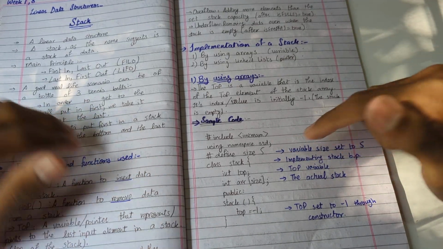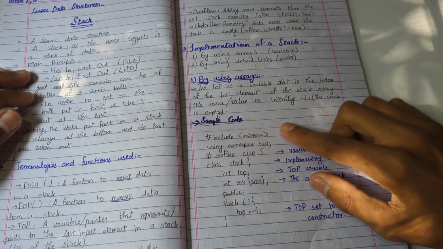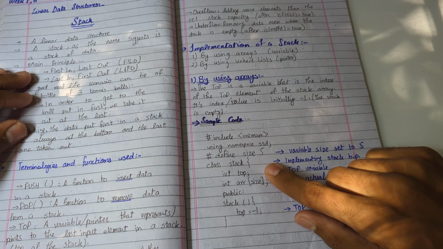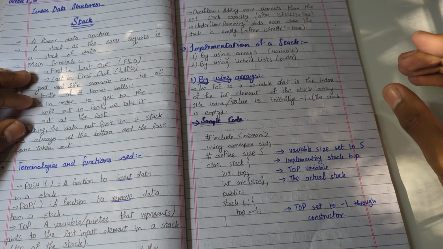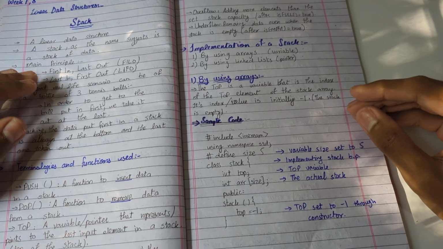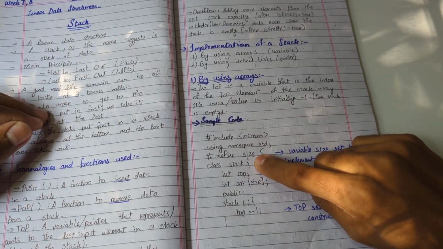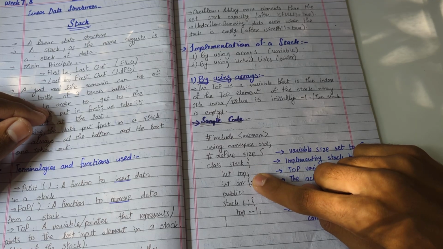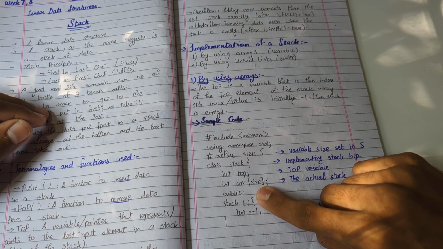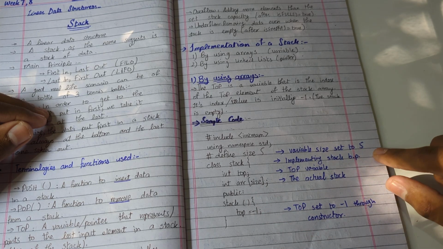So sample code, let's go to, okay, all the sizes. Okay, hashtag define size 5. So hash define size 5 means that we took a variable 5 and we stored 5 in it. Okay, so we're going to use this for our stack's capacity. Then we define a class stack. We declared an array, and a variable size set to 5.